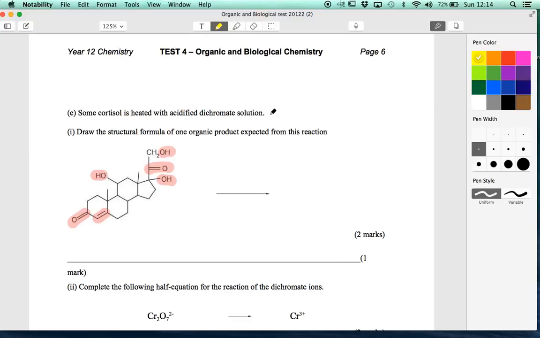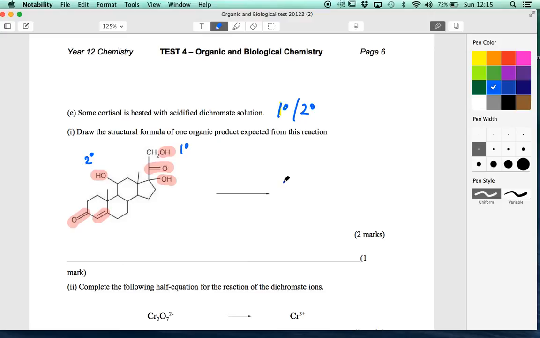What does acidified potassium dichromate solution react with? Well, we know acidified potassium dichromate solution only reacts with primary and secondary alcohols. Okay, so we know this here is a secondary alcohol from before. We know that's a primary alcohol. This here is a tertiary, so there will be no reaction. So really, all that's going to change is this will change to an aldehyde group, and this will change to a ketone group. That's it.